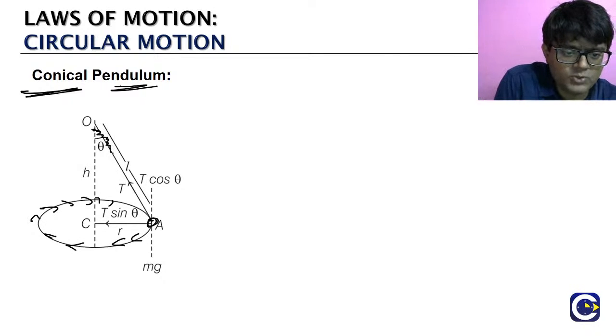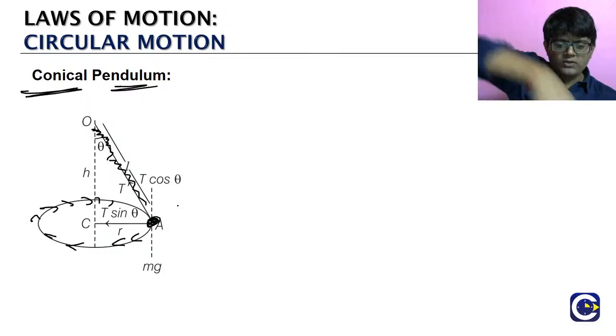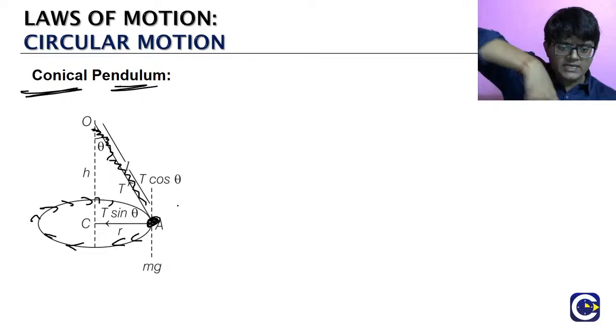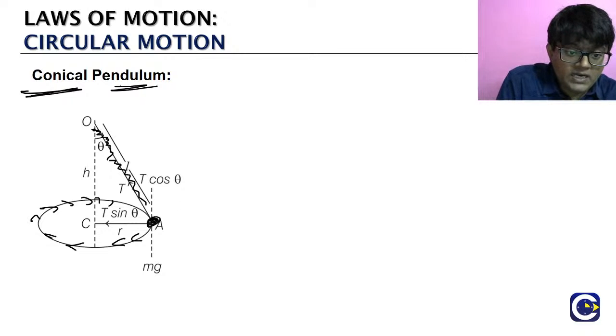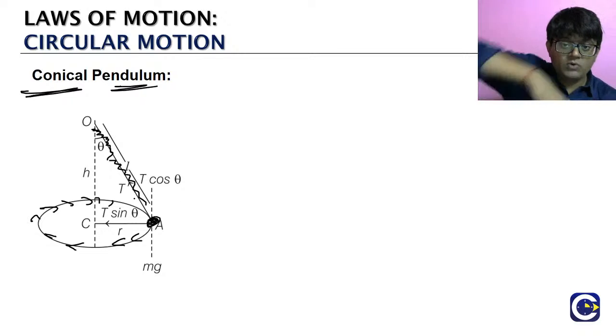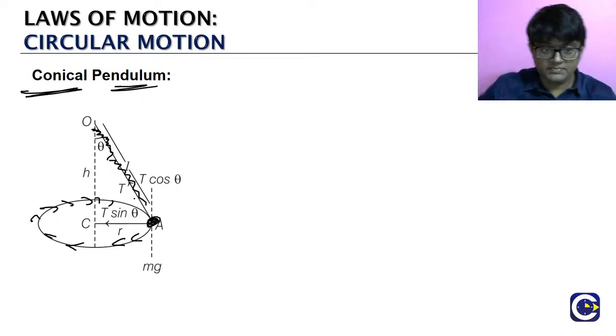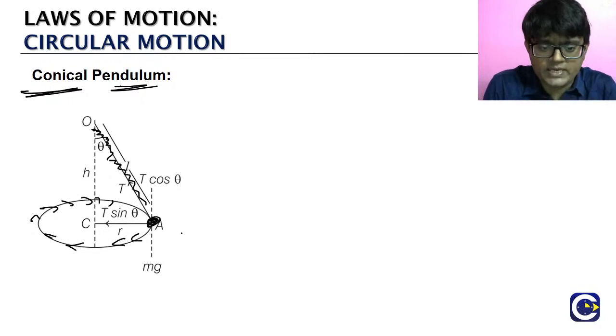This is the rope to which you have tied the stone. You are trying to rotate the stone, and the stone will go in a circular path only. But if you observe the rope, it will look like a cone. That is why we call it a conical pendulum.